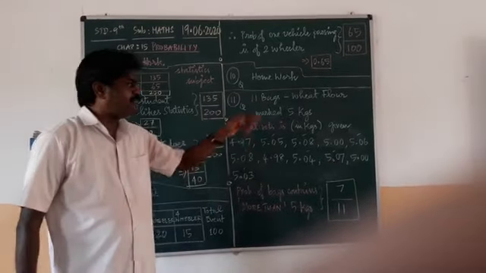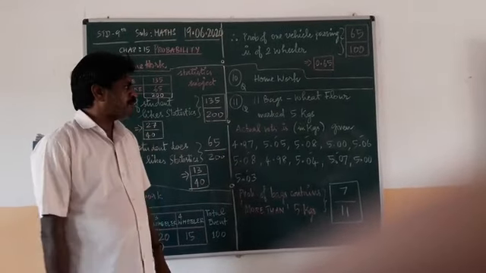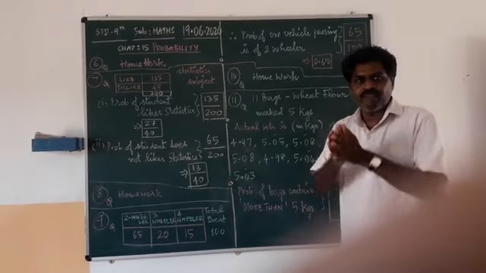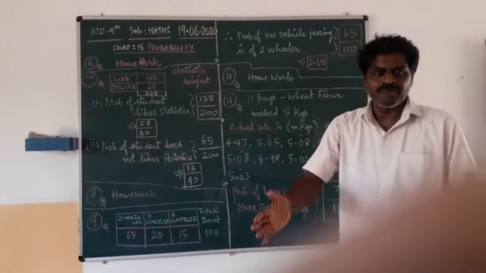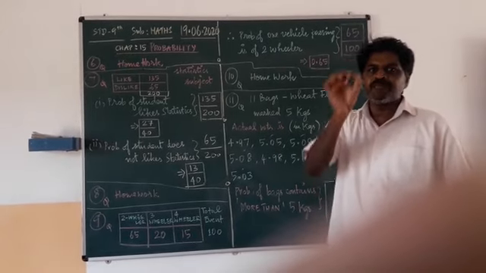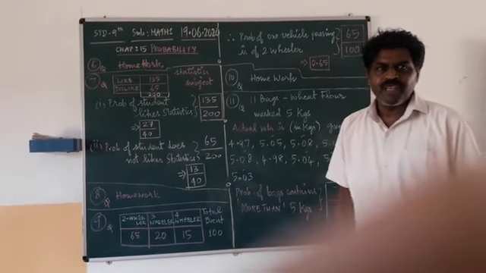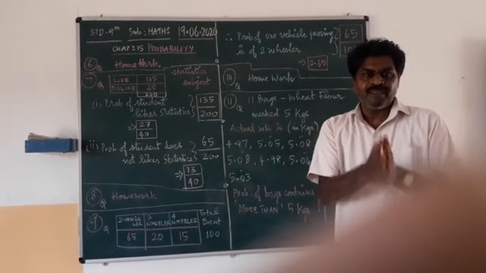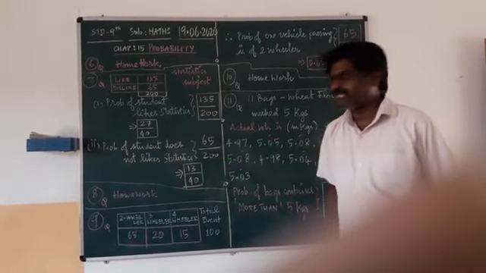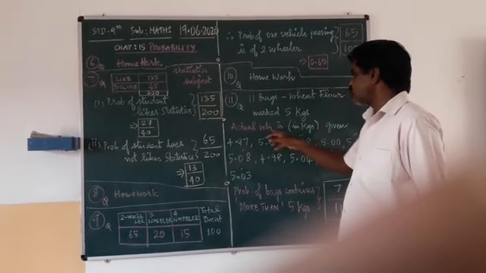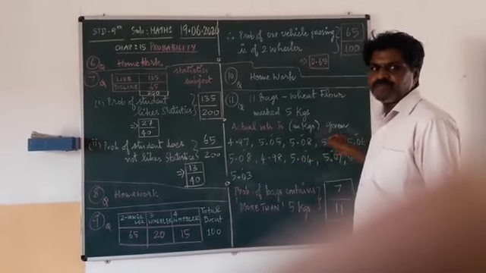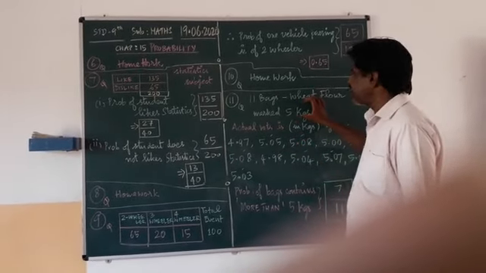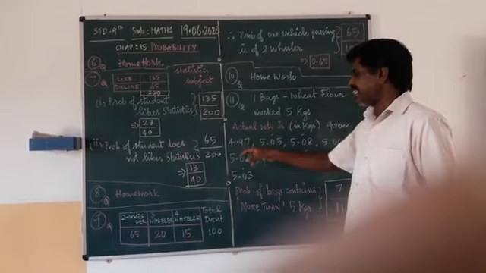Then we will go to the 11th question, which is also very easy. They have 11 bags of wheat flour. Each is marked as a 5 kg bag, but when you weigh them, you get different weights. The actual weights in kgs are given. When you put the bag in a weighing machine, you get different readings, but it is printed as a 5 kg bag. So they are checking it.